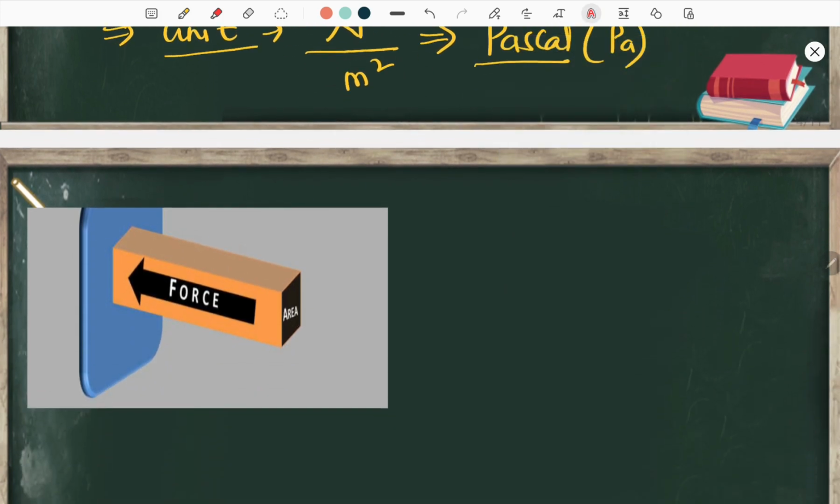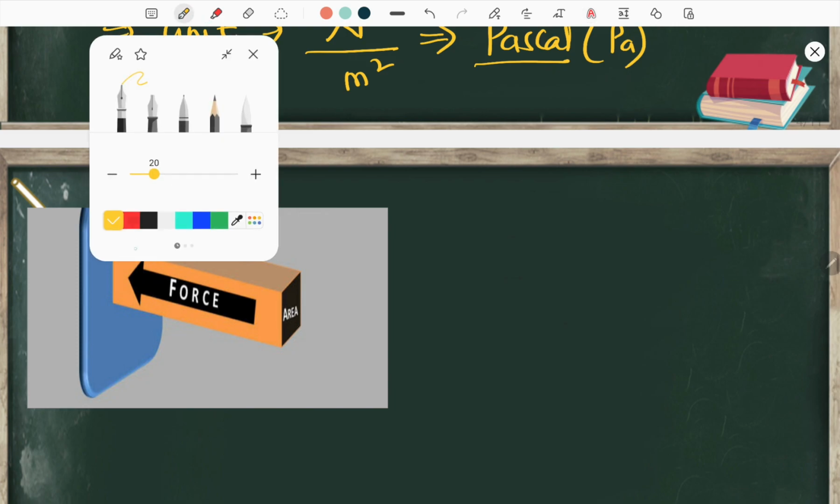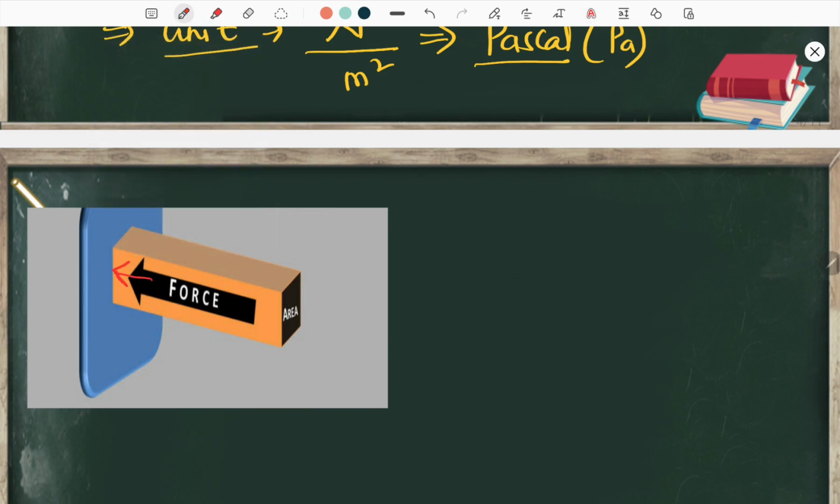Look here, what is happening here? There is one wooden block, and let us take this as some rubber head. So this force is being acted on this rubber head, right? So how much force is acting? Now let us take some force acting on this. Let us take this force to be 100 Newton. Okay, just an example I'm taking.